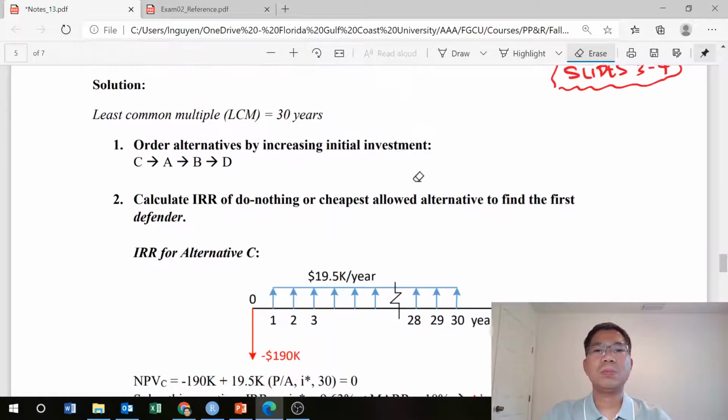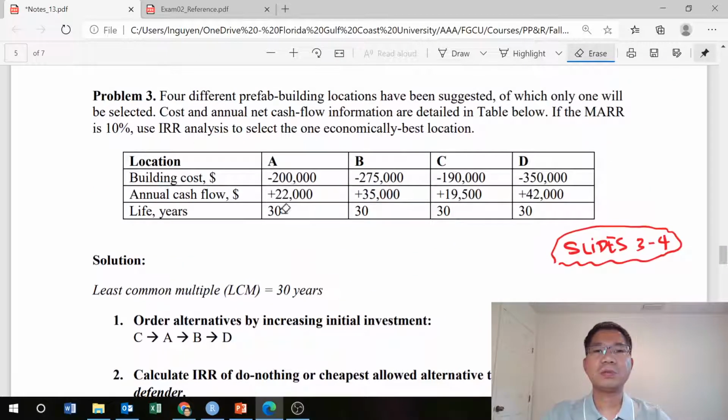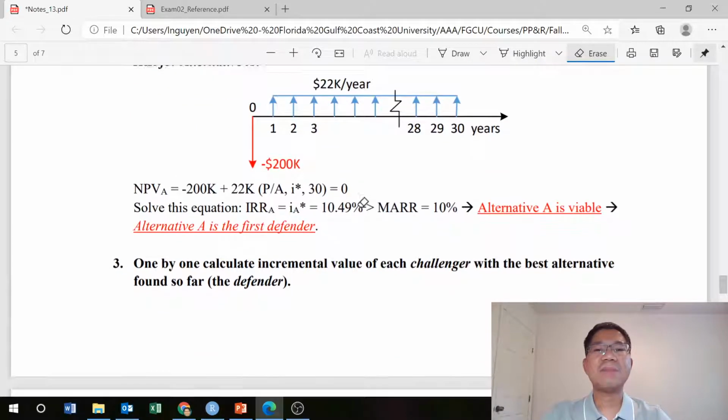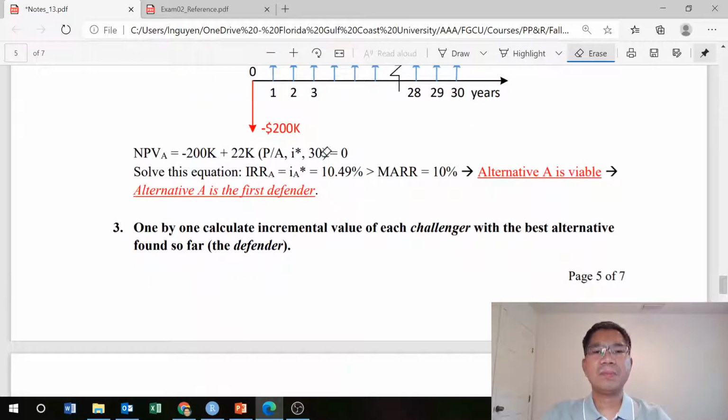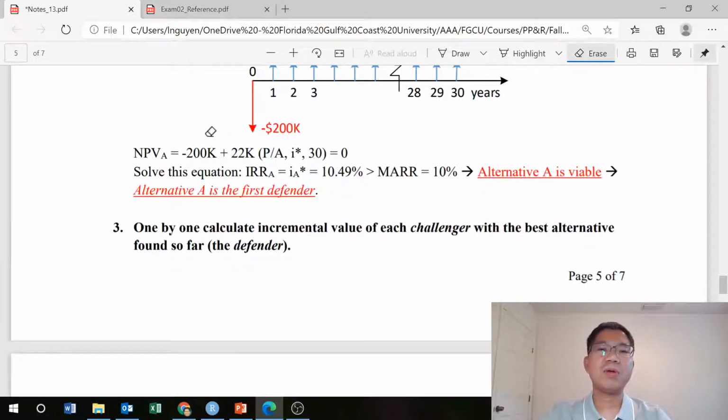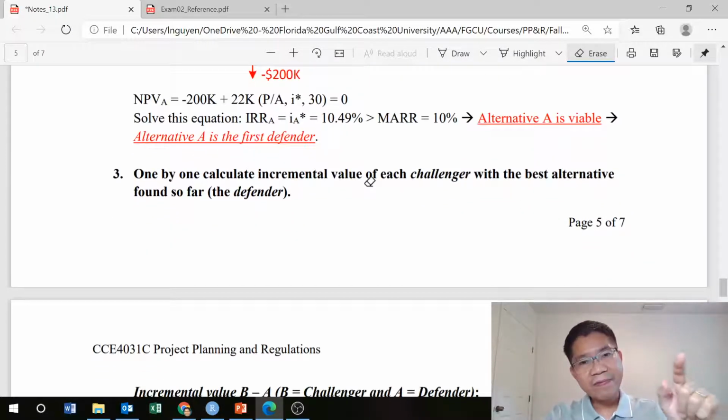Cash flow with 200,000 and 22,000 per year benefit. So you have that, exactly the same equation. Then go to the equation of P over A here. Plug in your calculator for that factor: P over A, I percent, 30, and I is the unknown. Solve that. You find out the I star equals 10.49%. And that's greater than MARR, 10%. So it means A is viable. So A is the first defender.